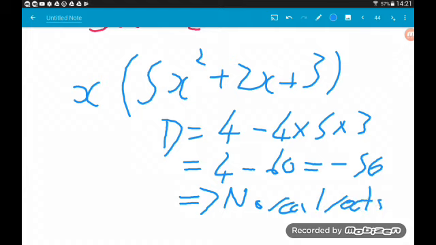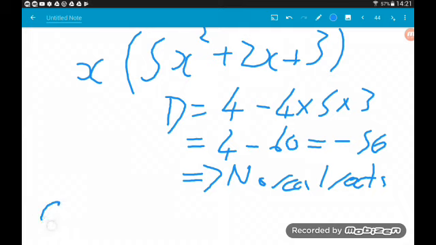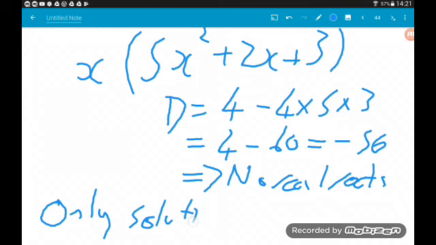So if there are no real roots in the quadratic factor, that means the only solution to this cubic comes from the x part, so the only solution is x equals 0. So the cubic only hits the x-axis at x equals 0 and never again. So, as I said, we won't worry about the sketch here.